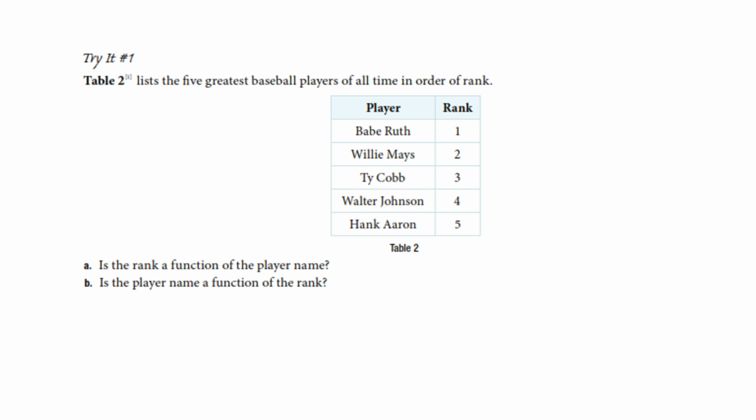All right, I'm not going to have you pause it on this, so let me just talk you through here. So is rank a function of the player name? So here's what we're saying, rank, name. If I put a player's name into the machine, I get out one rank on the other side. That's okay. Now how about the other way around? If I put the rank in the machine, do I get one name out the other side? Yeah, I do. So this works either way. One name goes in, you get only one thing out. Same for rank.